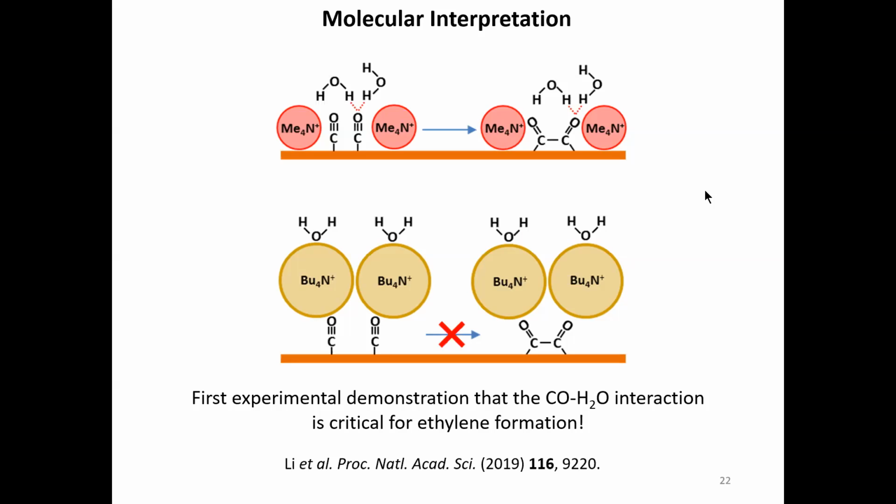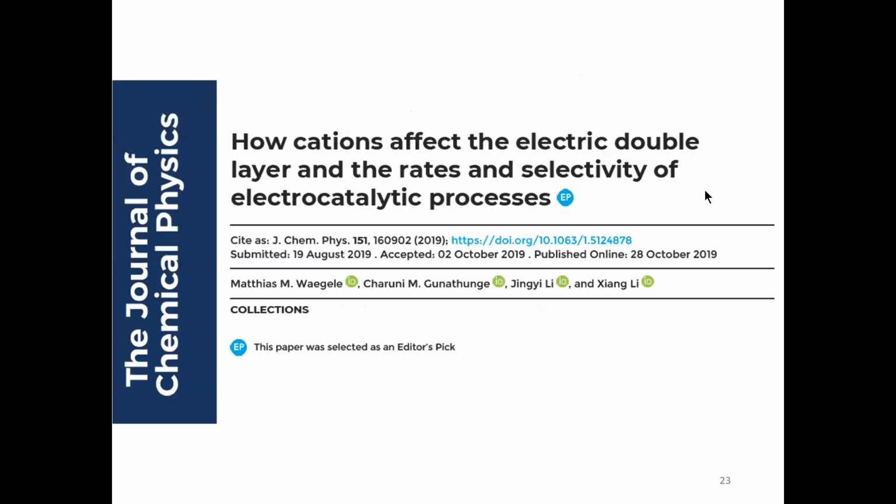Now, what I just talked about is one example of a cation effect. But as you know, cation effects can be very complex. They can influence catalysis through various different mechanisms. And last year, we tried to summarize the state of the current understanding of these cation effects in an invited perspective in the Journal of Chemical Physics. Now, I'd like to transition to the second part of my talk.